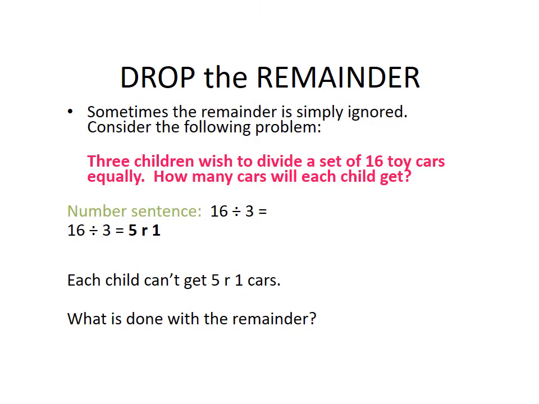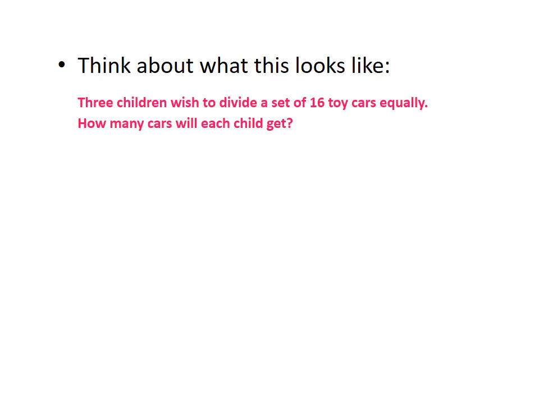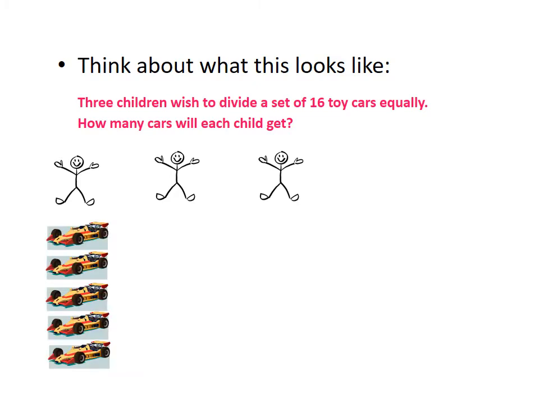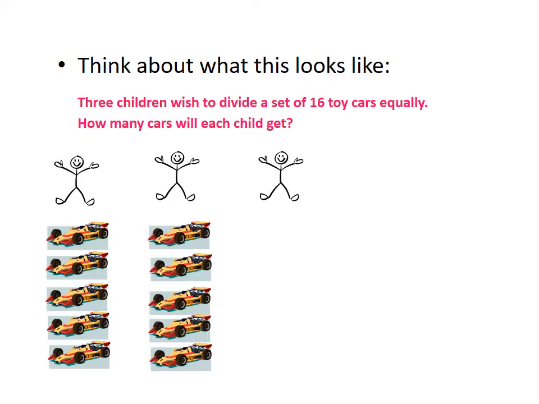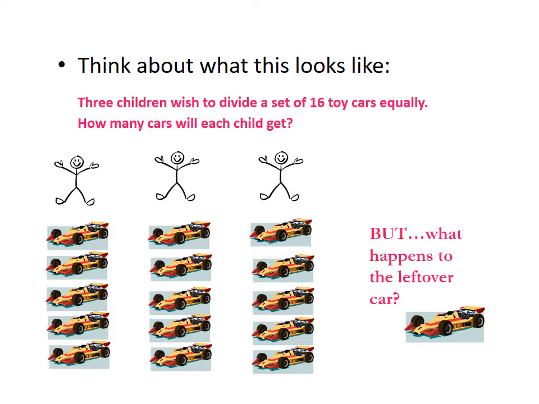So, what is done with the remainder? Let's take a look. Think about what this looks like. You have 1 child, 2 children, 3 children. Child number 1 is going to get 5 cars. Child number 2 will also get 5 cars. Number 3 will get 5 cars. That's a total of 15 cars. But what happens to the leftover car?